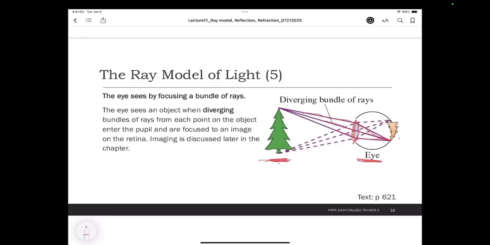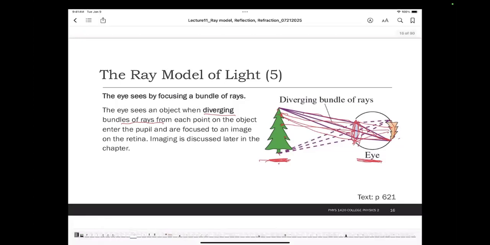Yeah, our eyes can see diverging bundles of rays from each point on the object. This is just the start and the end. For this point, they have the same thing. It's only 2 points here, but you can draw different points. Each point enters the pupil and focuses to the image on the retina, and then we can see the image. Does it make sense to you?